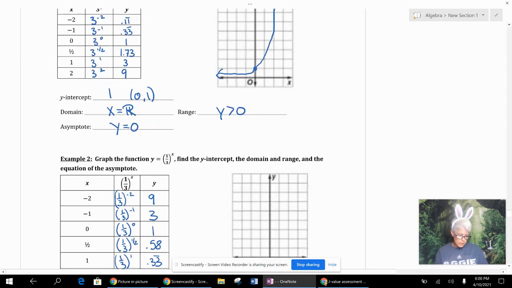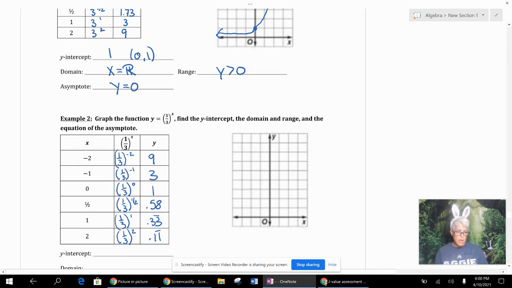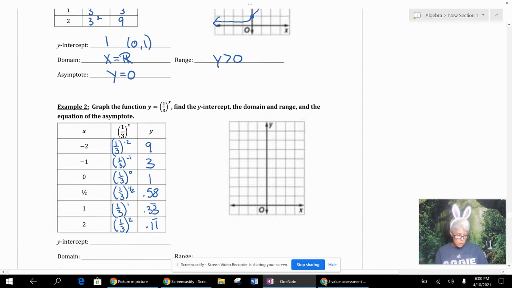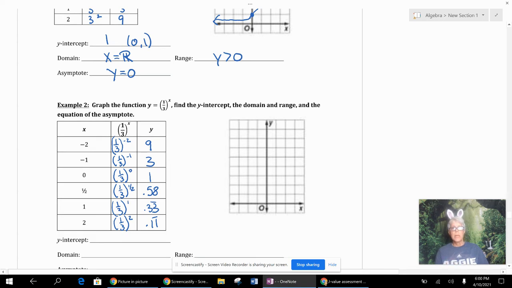So here you can see that b is less than 1 but greater than 0. I went ahead and filled it out. Of course, you would put in 1/3 to the power of -2. You could put it into a calculator or work it out yourself. So b is 1/3, less than 1 but greater than 0. Will this be a growth or a decay? That's correct, it will be a decay.